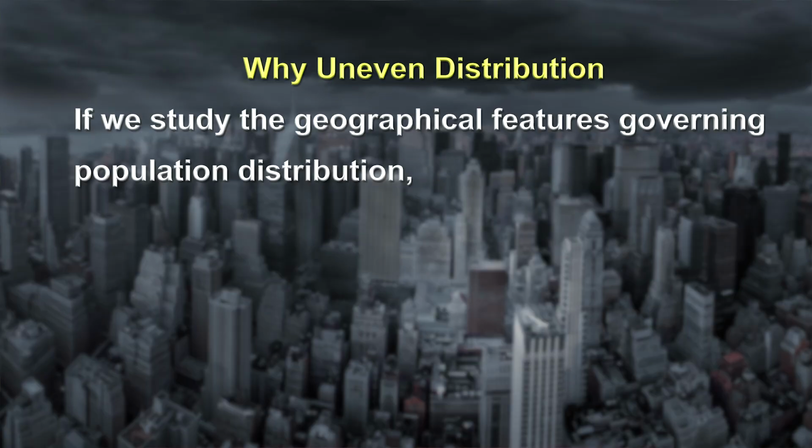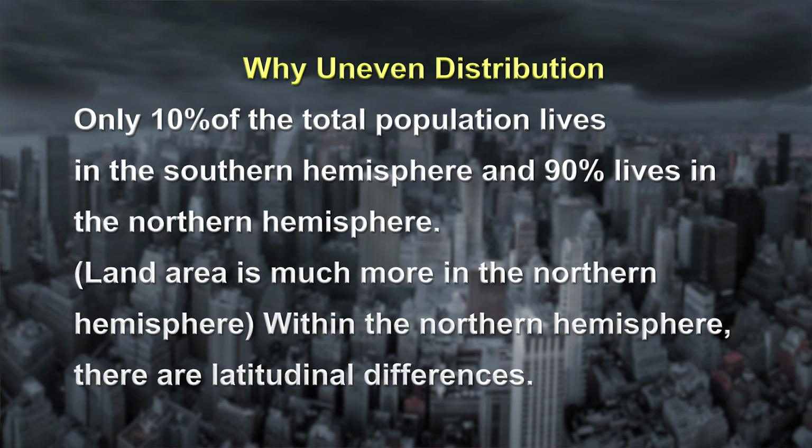So, if we study the geographical features governing population distribution, only 10% of the total population lives in the southern hemisphere and 90% lives in the northern hemisphere. That is, land area is much more in the northern hemisphere. Within the northern hemisphere, there are latitudinal differences.